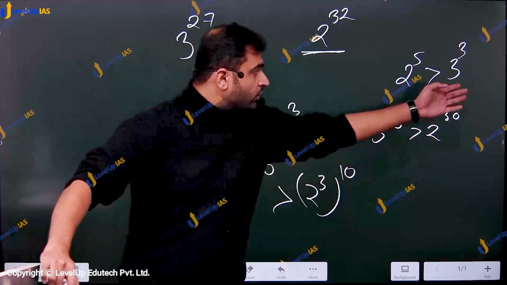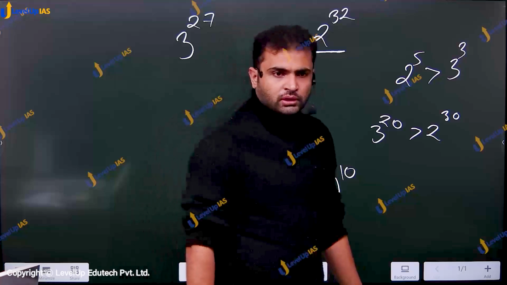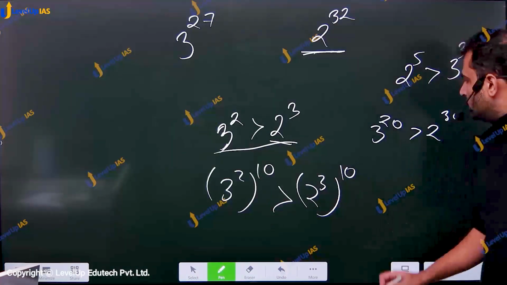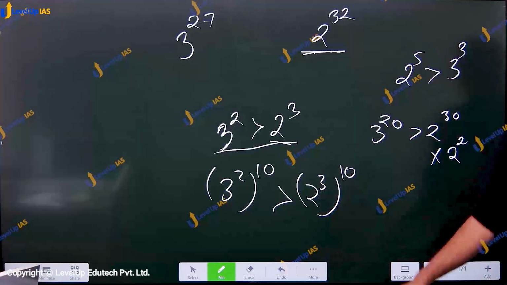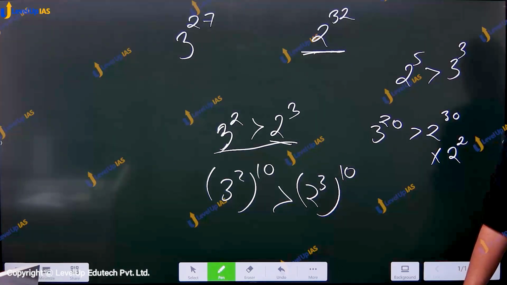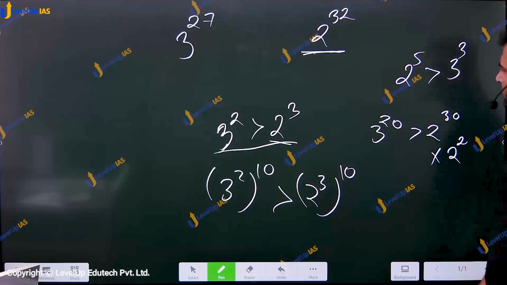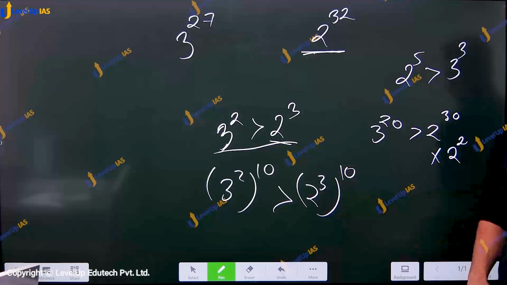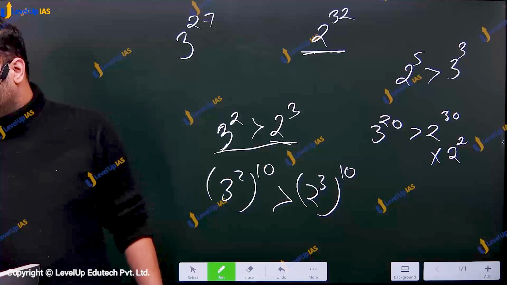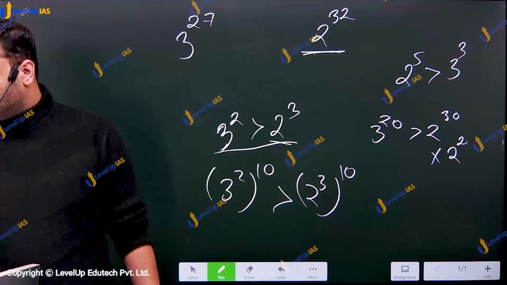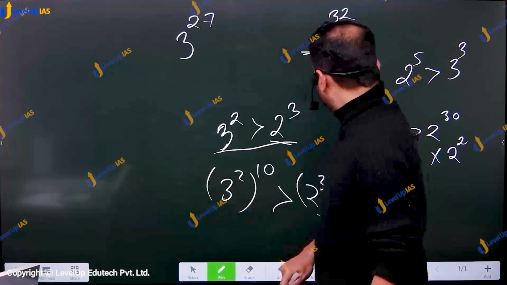Now from here I want to go to 2 raised to 32. I can simply multiply by 2 raised to 2 and I'll get to 2 raised to 32. I can multiply by 2 raised to 2 to arrive at 2 raised to 32. Right? And for sake of maintaining the inequality, I can multiply by 2 raised to 2 here as well. So what do I have?